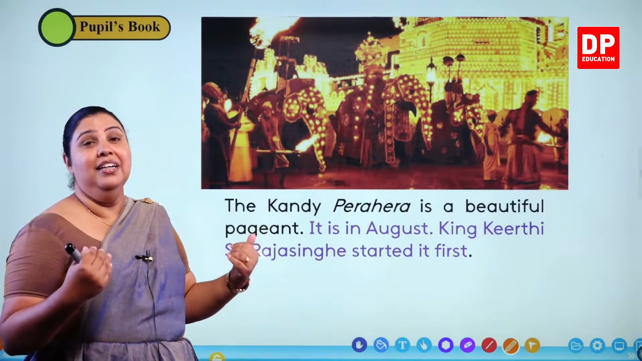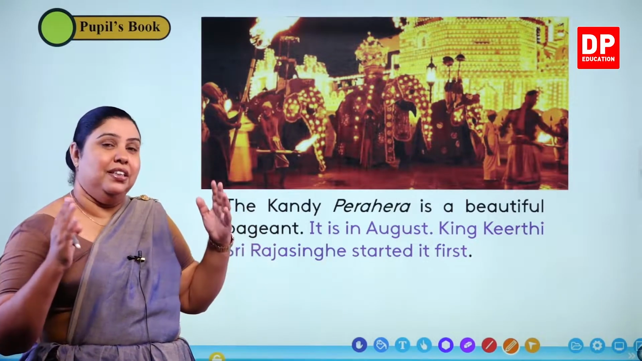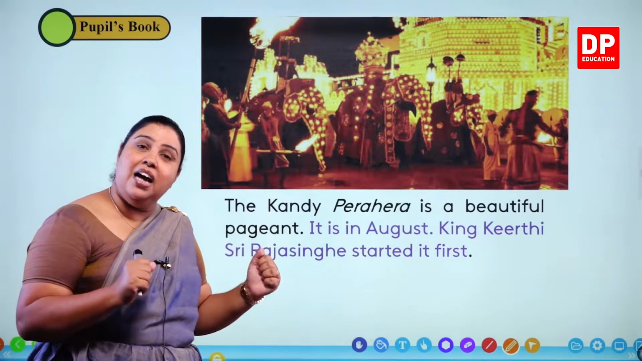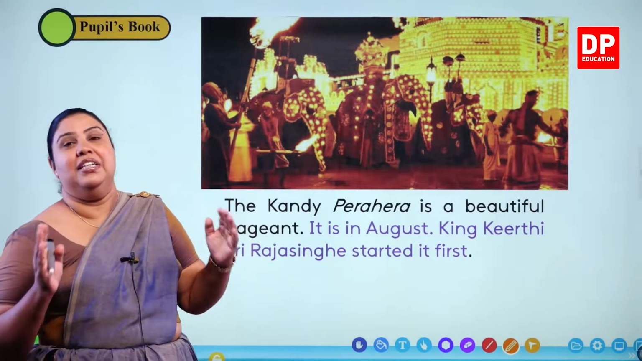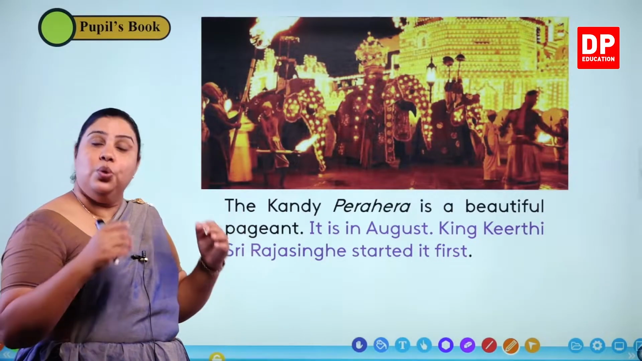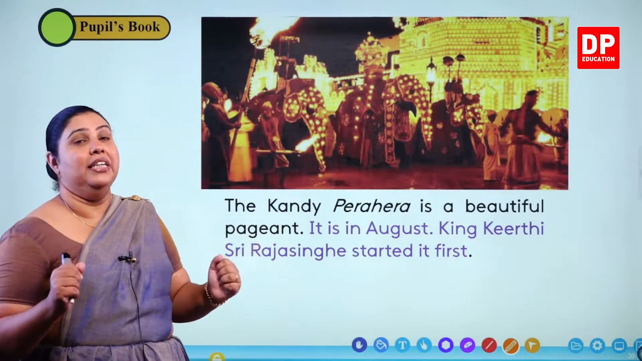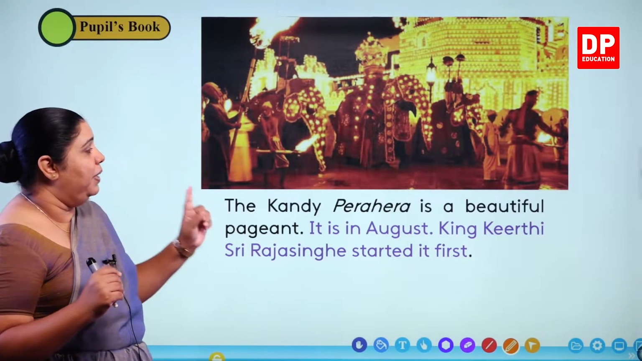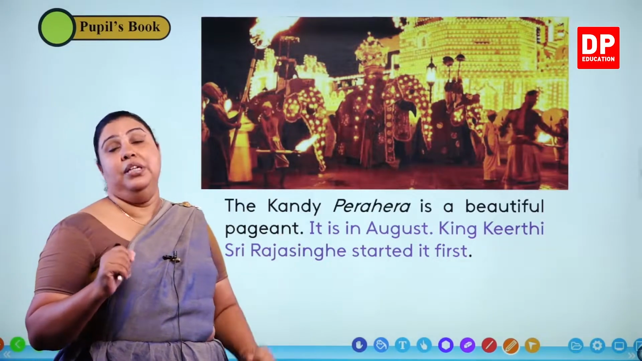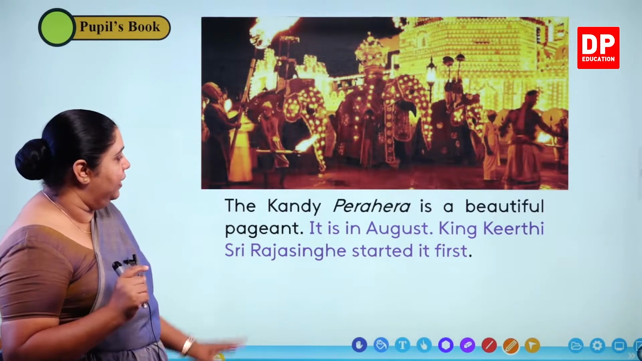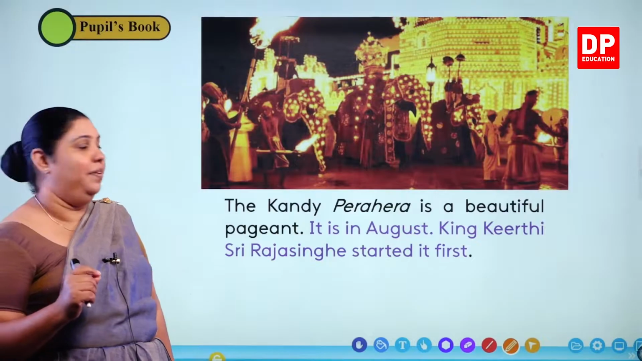The Perahera is a pageant with lots of different dancers, with different traditional items. So it is a pageant. We call it a pageant. The Kandy Perahera is a beautiful pageant. Now look at the purple color sentence over here.